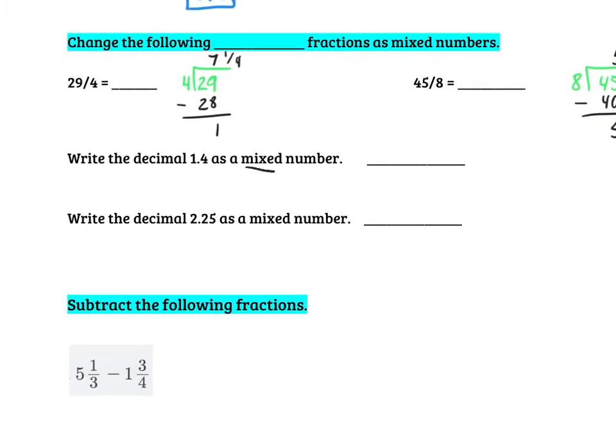Okay, let's come down here. If I want to write this as a mixed number, 1.4, that means I have 1 4/10. What does this simplify to? That's right, 1 2/5. My next one, 2 25 hundredths. Can you simplify it? Yes. Right, divide the top and the bottom down like your quarters, 2 1/4.